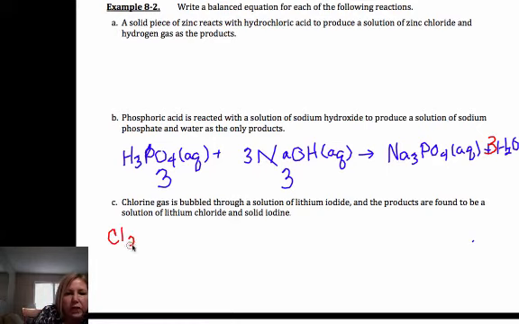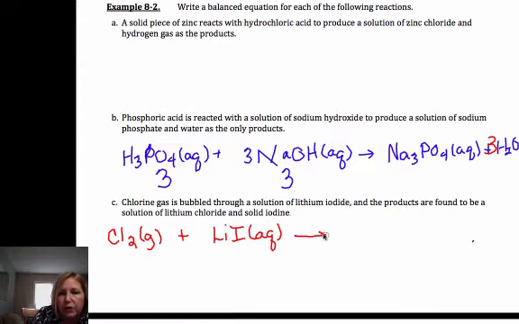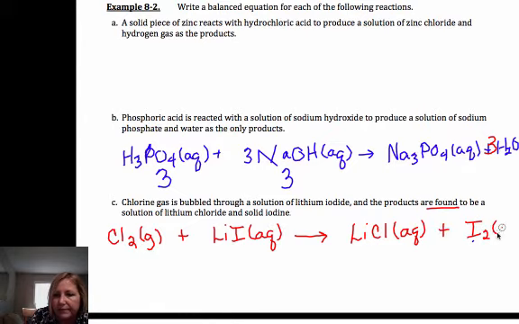Chlorine gas. Don't forget chlorine's diatomic, so I need a 2 there. Gas is bubbled through a solution of lithium iodide. Since it said solution of, I'm going to put an aq. The products are found to be lithium chloride, and again it said aqueous, and solid iodine. Okay, so that's my reaction.